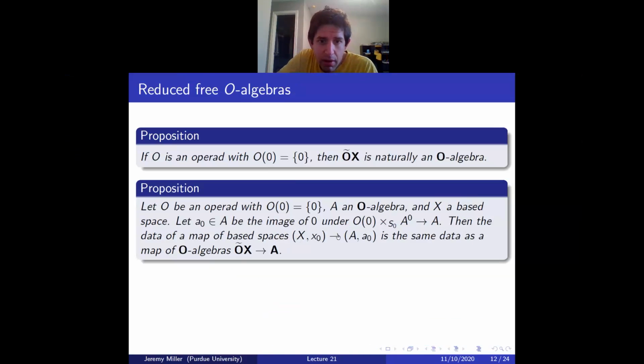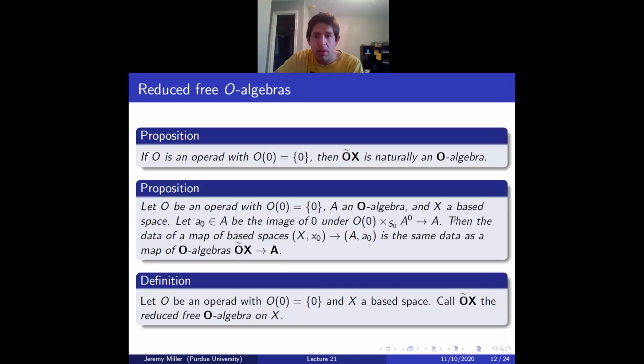The second part says that the data of a map of base spaces from X to some O algebra is the same data as a map of O algebras from the reduced monad on X into A. There's a LaTeX error, I need more parentheses in my commands or something. Okay.